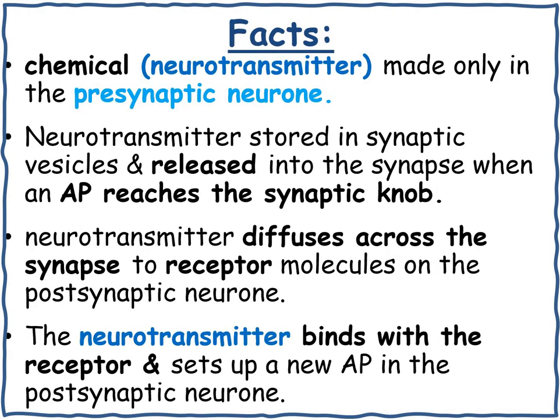So some facts. The chemical or neurotransmitter is made only in the presynaptic neuron. Neurotransmitters are stored in the synaptic vesicles and released into the synapse when an action potential reaches the synaptic knob. The neurotransmitter diffuses across the synapse to receptor molecules on the postsynaptic neuron, and the neurotransmitter binds with the receptor and sets up a new action potential in the postsynaptic neuron.